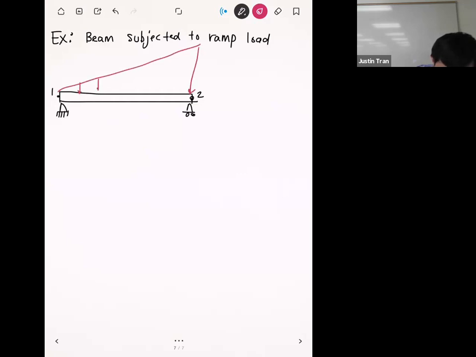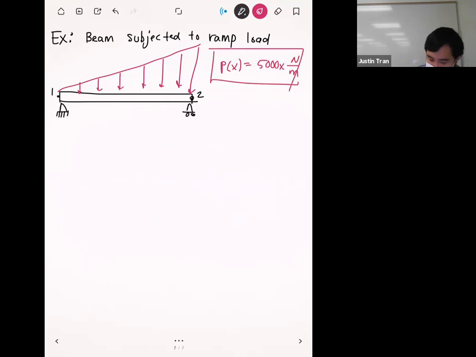Our loading is going to be a linear function that starts out at 0 on node 1 and then ramps up in magnitude up until node 2. The function for this loading is going to be 5,000 times x, and the unit for that loading is newtons per meter. So that's our load function. The x is there because we have what's called a linear ramp.